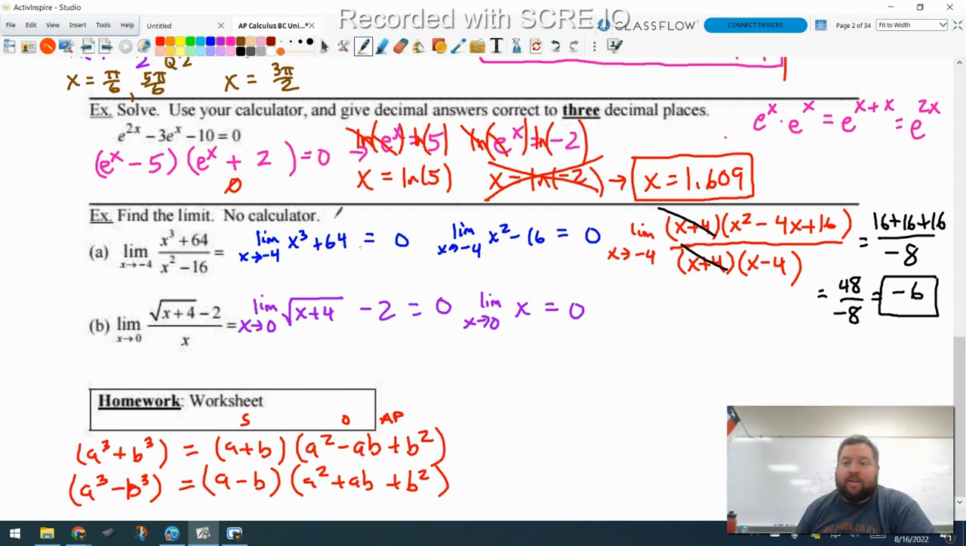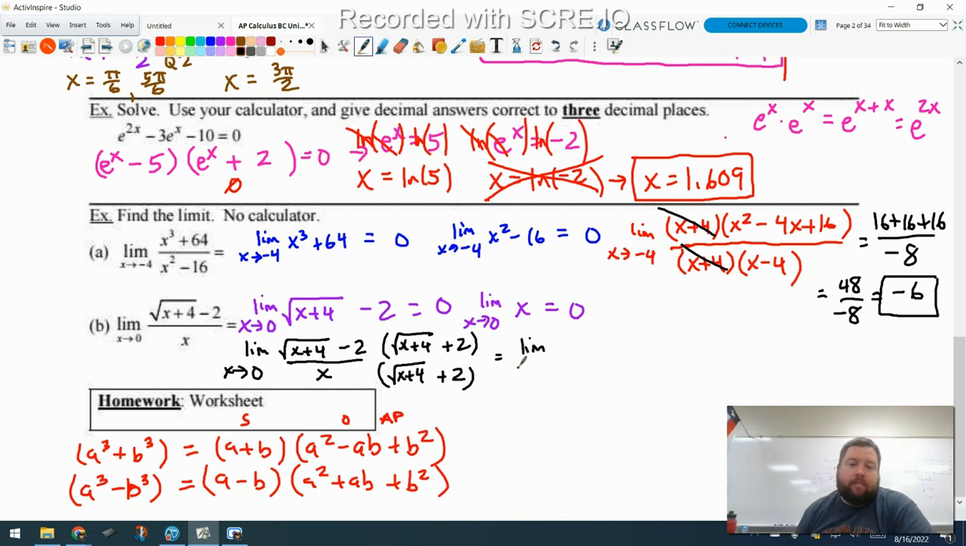So the more work to do on this one is to multiply top and bottom by the conjugate. So we're multiplying by the square root of x plus 4 plus 2. So we get the limit as x approaches 0. When you multiply by the conjugate, you do a squared minus b squared. So a squared would just be x plus 4 minus b squared would be 4.